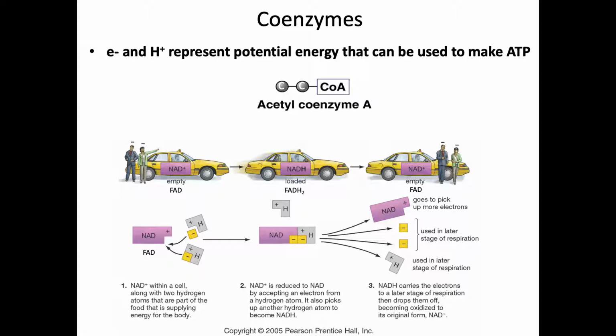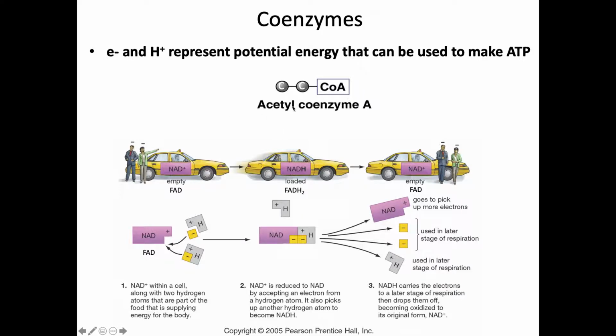The first three steps of cellular respiration are really not to make ATP. You do make a little bit of ATP, but the main purpose of the first three steps is to make as much NADH and FADH2 as you possibly can, because these electrons and protons represent potential energy. And in the laws of thermodynamics, you can't create energy, you can only transform it. So we're taking this potential energy and we're going to transform it into ATP energy.